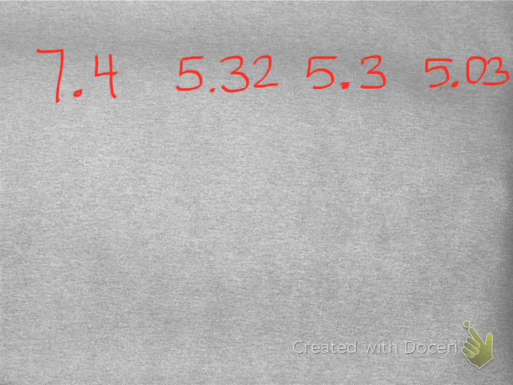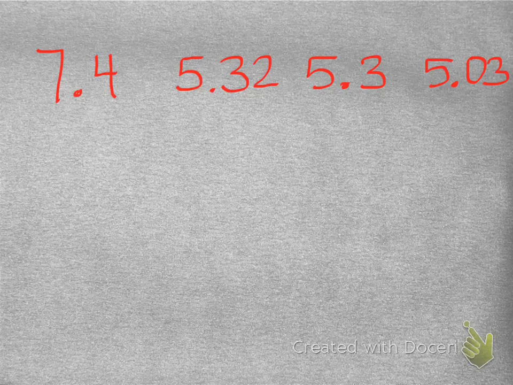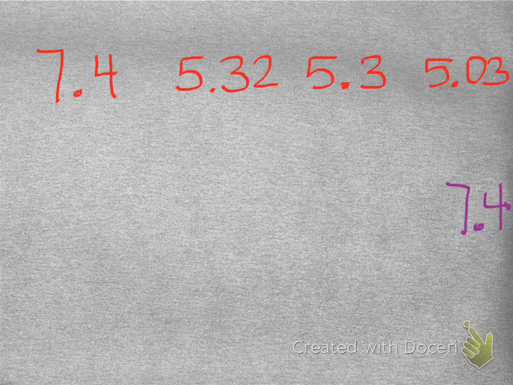So let's try a few more. This time I did include some whole numbers. So right away, let's look at the whole numbers, the ones place. I see a 7, a 5, a 5, and a 5. Well, right away I see my largest number is 7.4. So I'm going to put that at the end, 7.4. And I'm going to cross it out because I've used it.